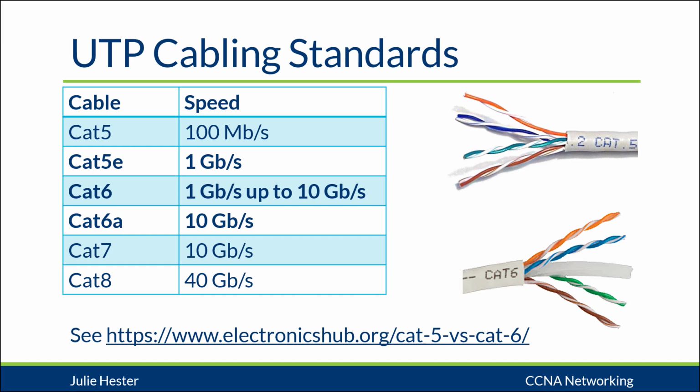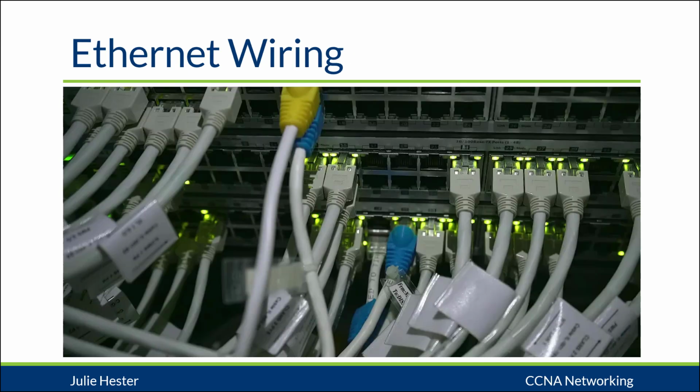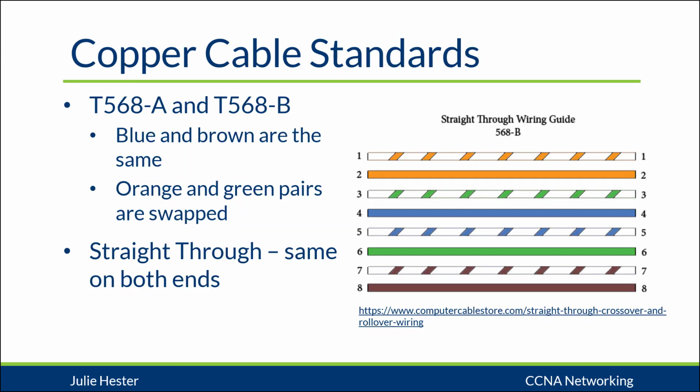All right, so looking at these little wires, how are we going to connect them? Let's discuss Ethernet wiring and wiring standards. So with copper cabling, we have two primary standards, T568A and T568B. With these two standards, they indicate which colored wire is connected to which pin number. And these standards have the same layout for the blue and the brown wires, but the orange and the green are swapped. And it's not really important whether you pick A or B, just that you are consistent throughout your building when you wire your network.